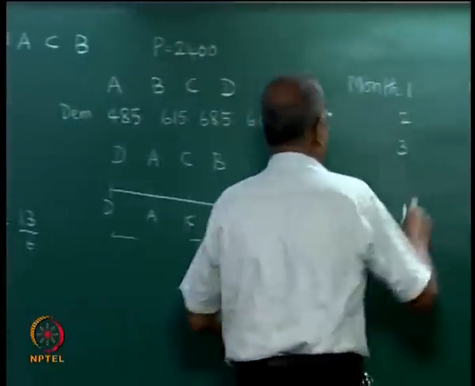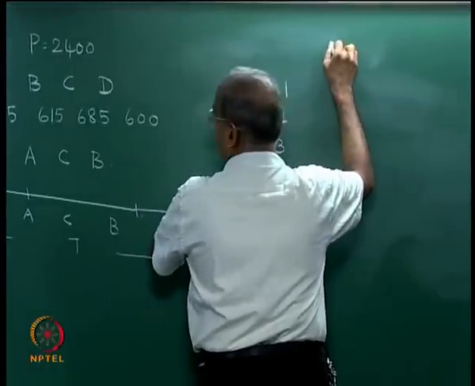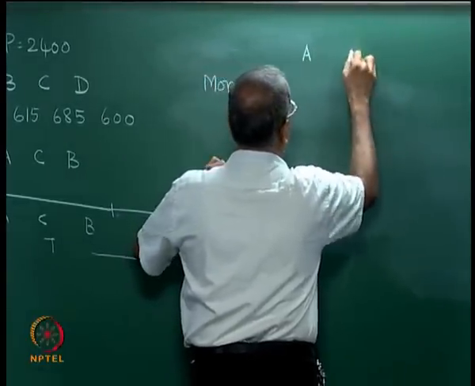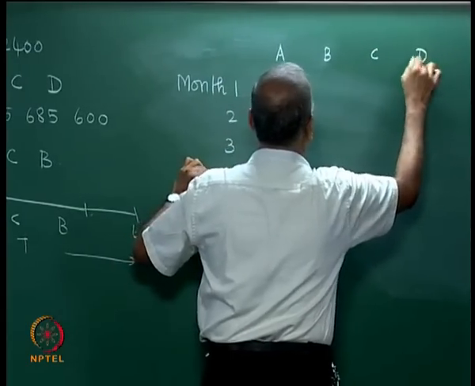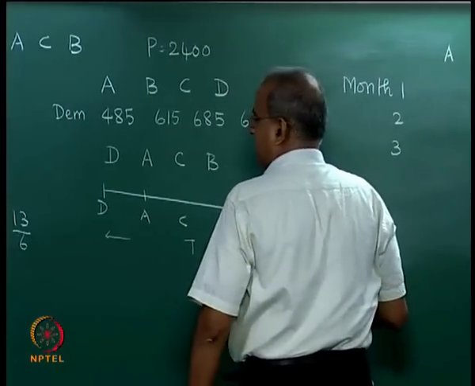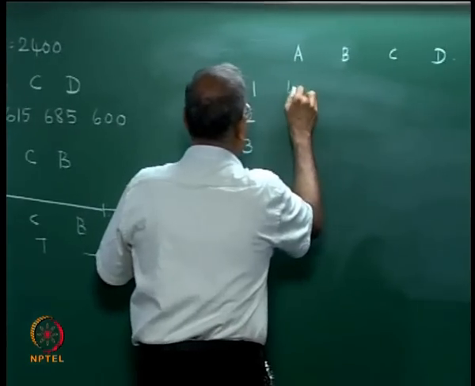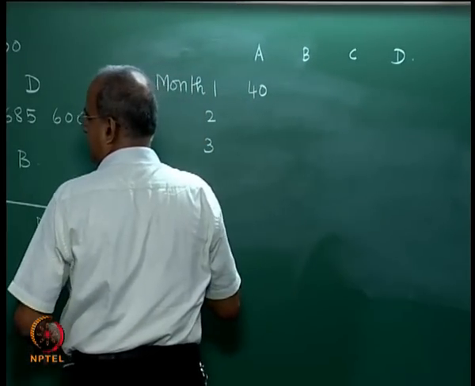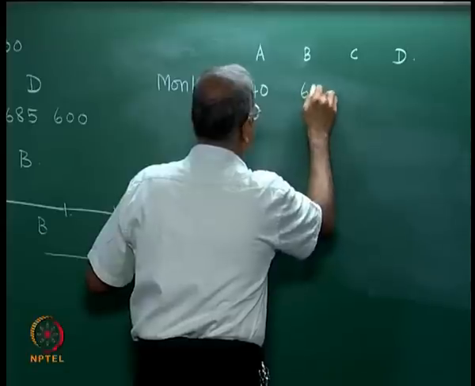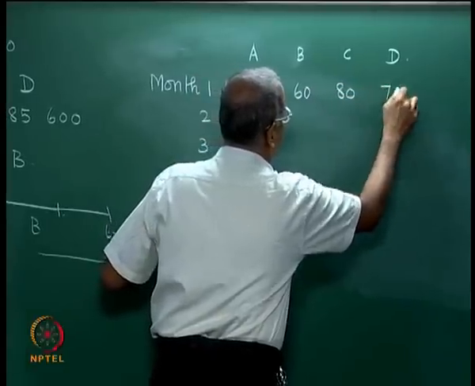So, the unmet demand once again for A, B, C and D would be 40, which is 10% of 400, then 40, 60, 80 and 70.